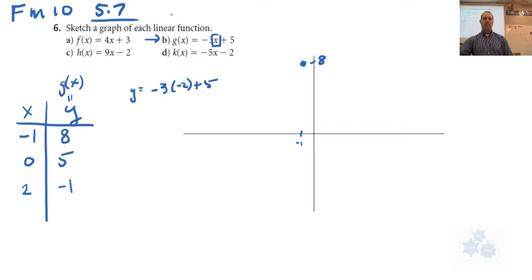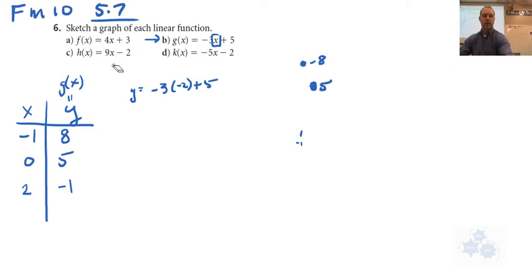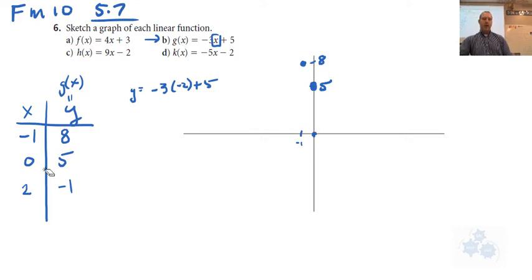0, 5 is the next one. So we go left or right 0, and we go up 5. So let's say this is 5 right here. So there's our point right there. The point is not 0, 0 there, so we'll just have to leave that there. That's not a point. And then 2, -1. Okay, so 2, let's go 1, 2, and -1. So -1 would be about here. So 2, -1.